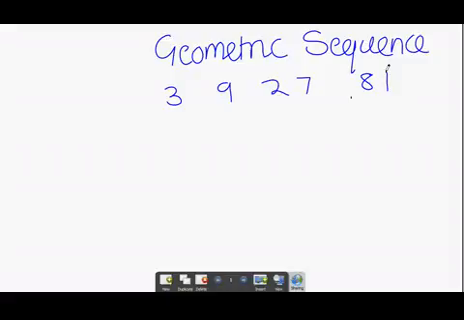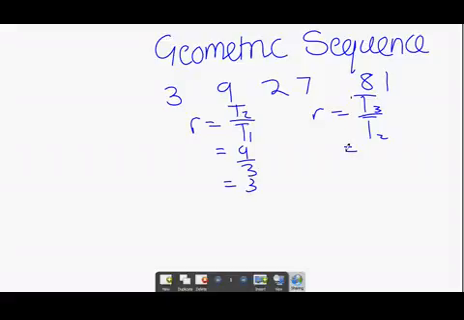So here a geometric sequence primarily deals with ratios, and just like we did with an arithmetic sequence, when we are finding our ratio we must do it twice. So the ratio is equal to T2 divided by T1, or it's equal to T3 divided by T2. If I work out this ratio, this will be 9 divided by 3, which is equal to 3. And this one would also be 27 divided by 9, which is equal to 3.